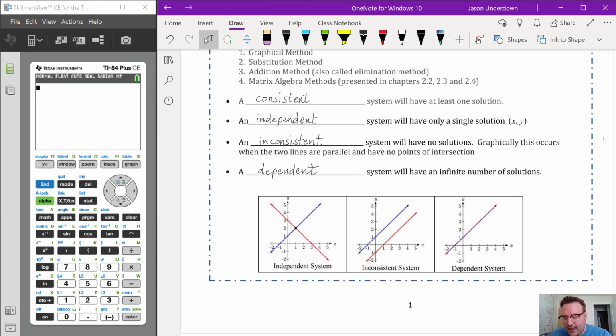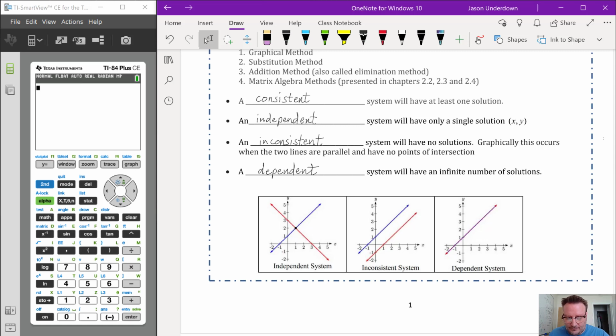Another possibility is a dependent system. This is where the two equations, although they may look different, actually represent the same line. They have the same graph. So their graphs coincide, and thus all the points on the line are on both lines, and so we have an infinite number of solutions to the system. So that would be a dependent system.